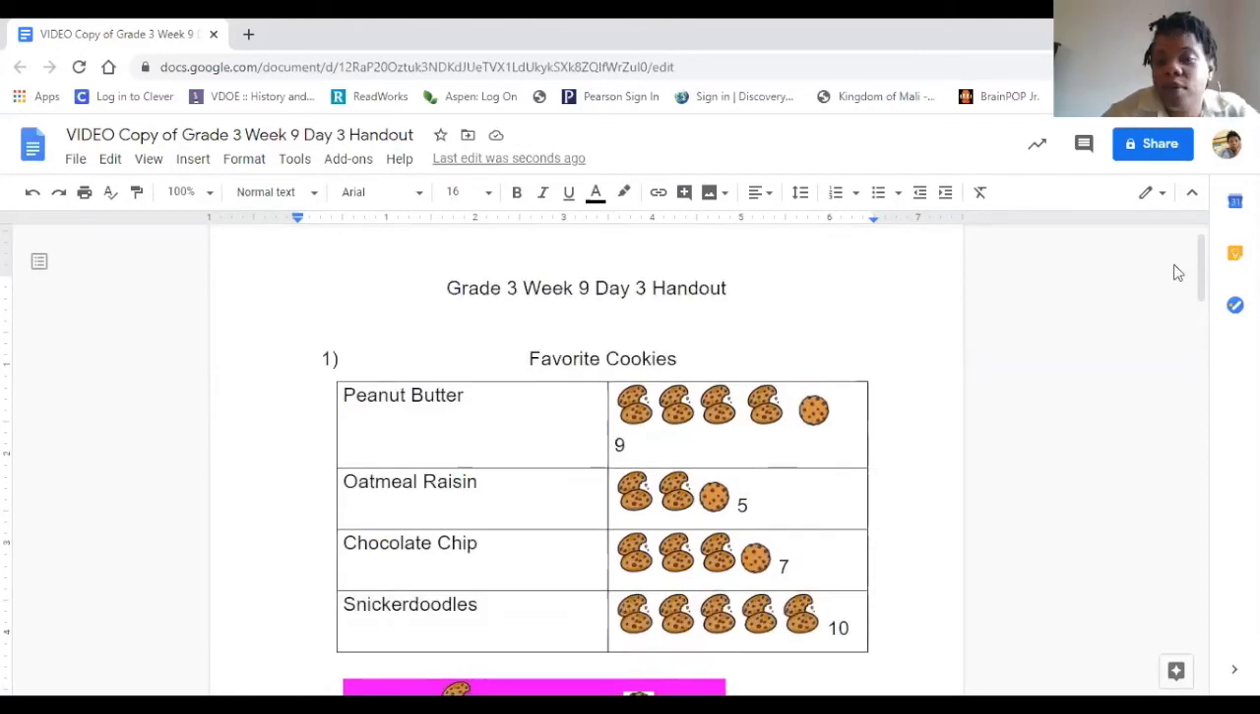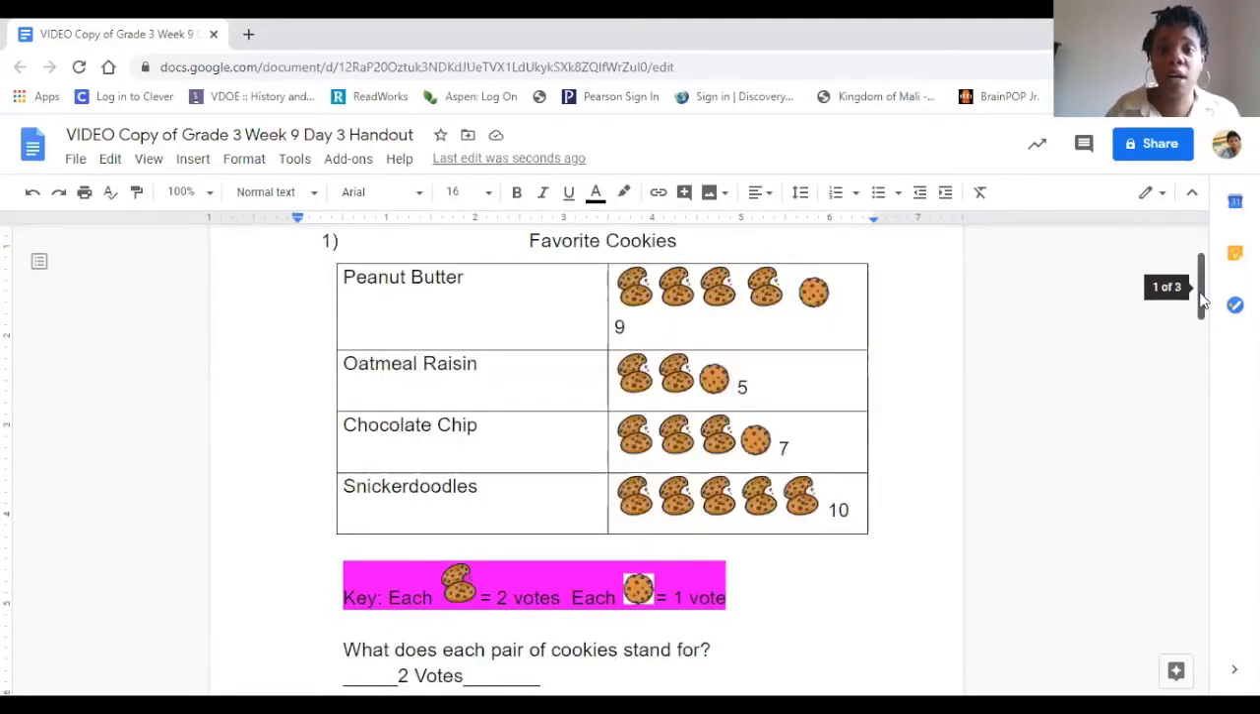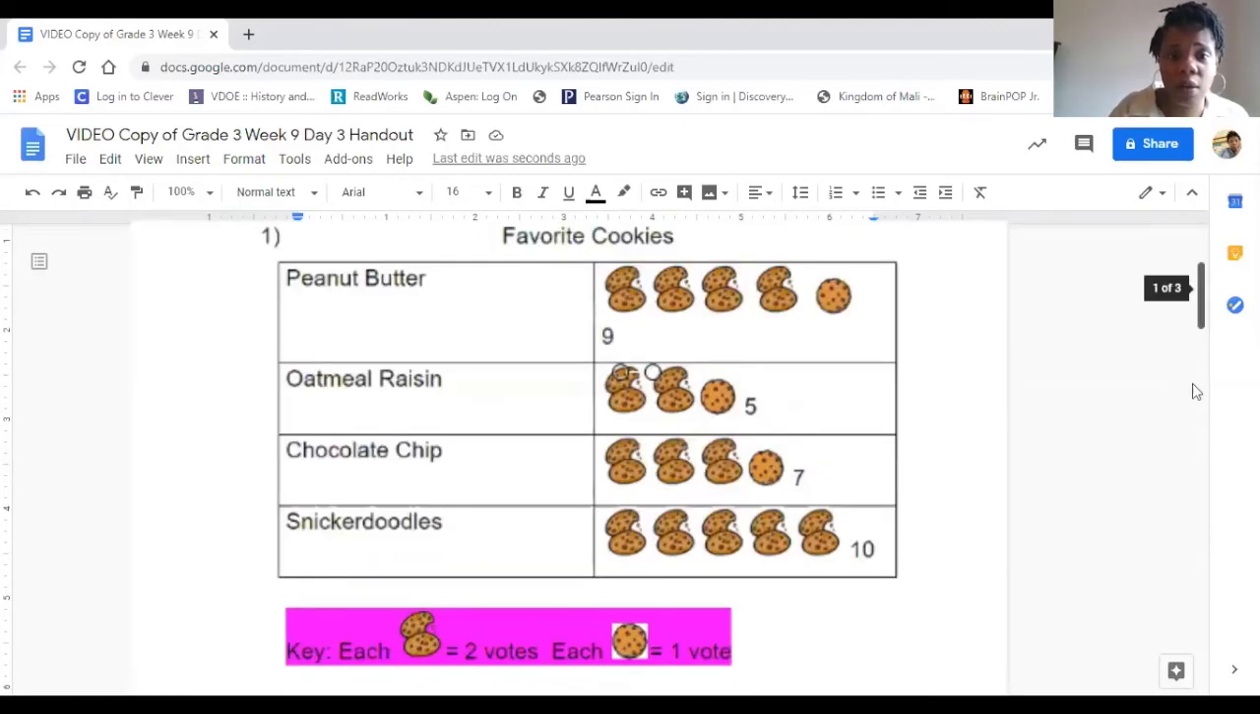See, now what else can he learn by looking at the graph? We know what a pair of cookies represents. We know what the single cookie represents. We know what the family favorite is. Oh, Gary can also figure out what is the family's least favorite. And the family's least favorite is oatmeal raisin. So we can say that. What else can Gary learn by looking at the graph? He can learn the family's least favorite cookie.